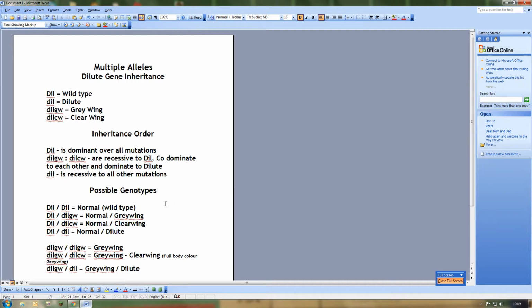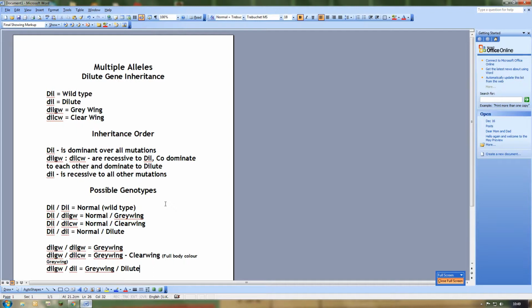We can then have a Budgerigar that contains one of the wild type genes and one of the grey wing genes, in which case it will look like the wild type but will be split for grey wing. We can have a Budgerigar that contains the wild type gene and the mutated clear wing gene, in which case it looks like the wild type but is split for clear wing.